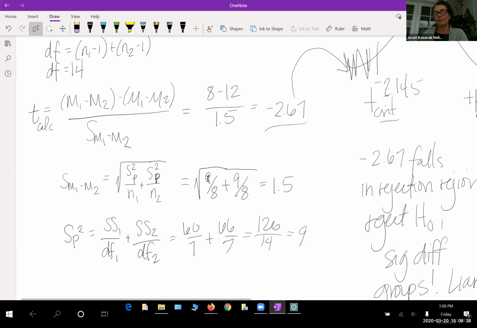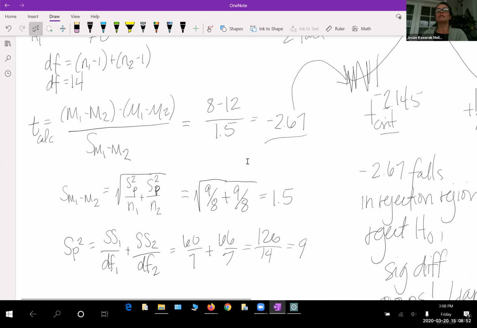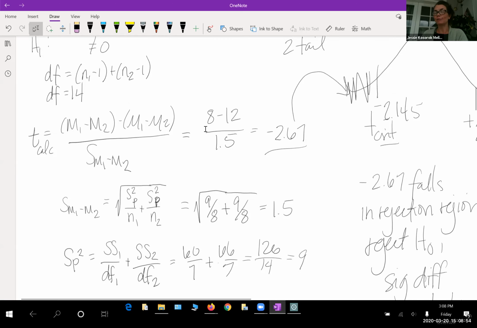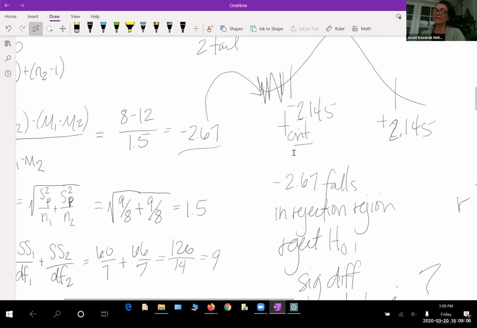So when I plug in my pooled variance divided by the actual sample size, the n, so 9 divided by 8 plus 9 divided by 8, I get a standard error of the difference between mean 1 and mean 2 of 1.5. So now I know my mean 1 was an 8, my mean 2 was a 12. And my standard error of the difference between mean 1 and mean 2 is a 1.5. And I can calculate my t calculated, which becomes a negative 2.67.